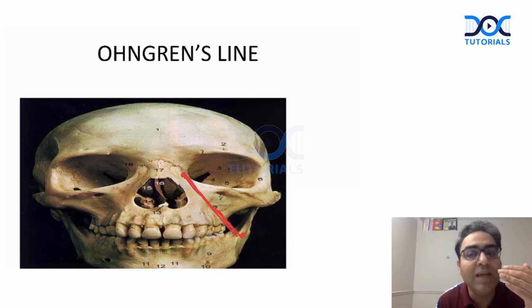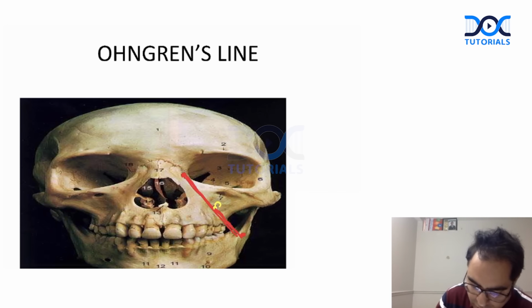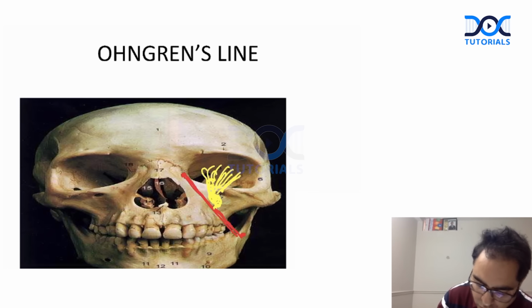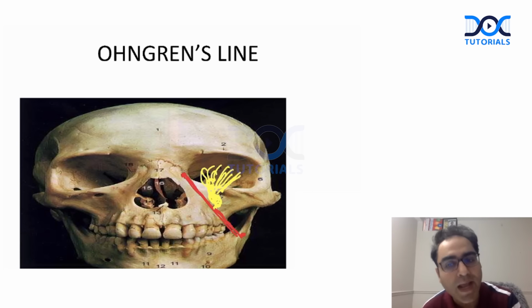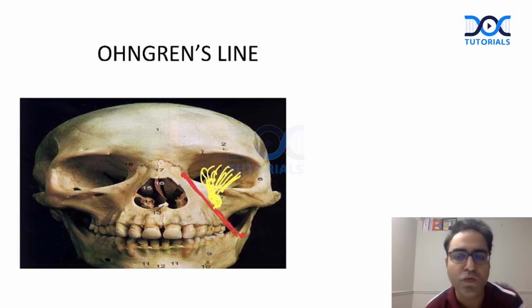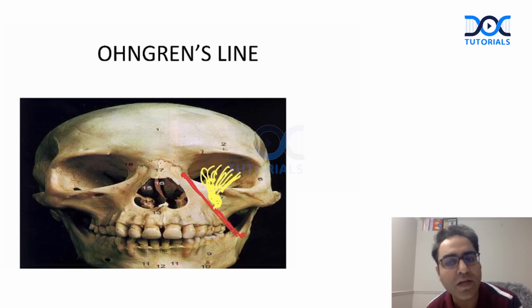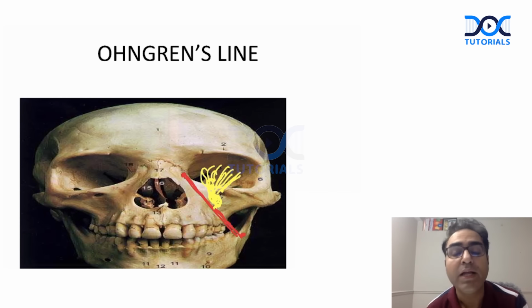What is the significance of the line? Any cancer of the maxillary sinus lying above this line will have a poor prognosis because of early orbital involvement. So, Ohngren's line, let's revise: it is from the medial canthus to the angle of the mandible. It is for the prognostic assessment of cancer of the maxillary sinus. Next question, beta.